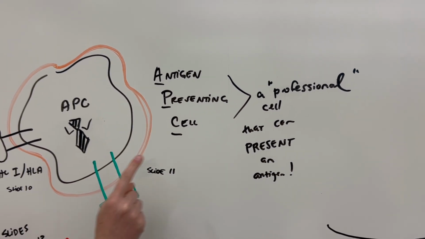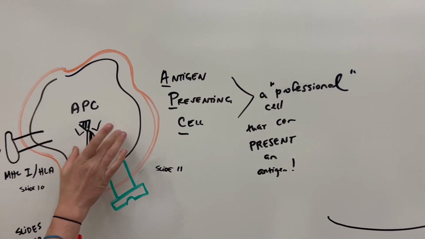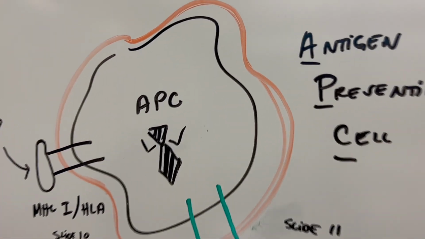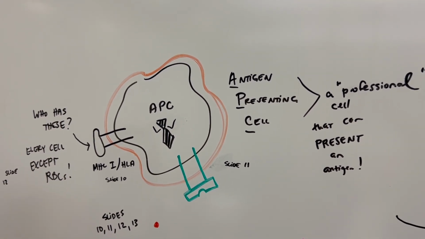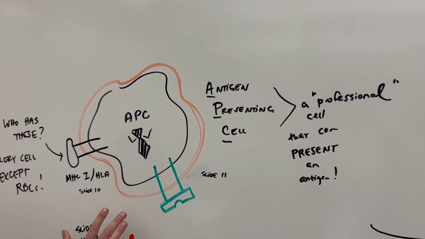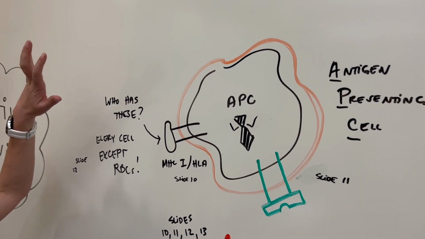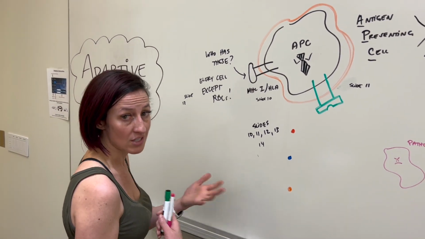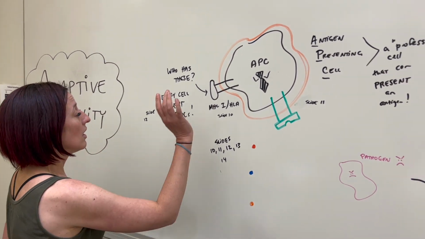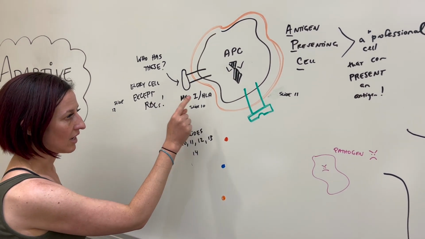APC stands for antigen presenting cell. I like to think about it as a professional cell that can present an antigen. So that's why this cell here has a tie, because it's a professional. So this professional cell has a few different features that we're going to talk about. So first, let's talk about MHC and ways that we can signal what is self and what is non-self. So all cells, first of all, have MHC1 and HLA.